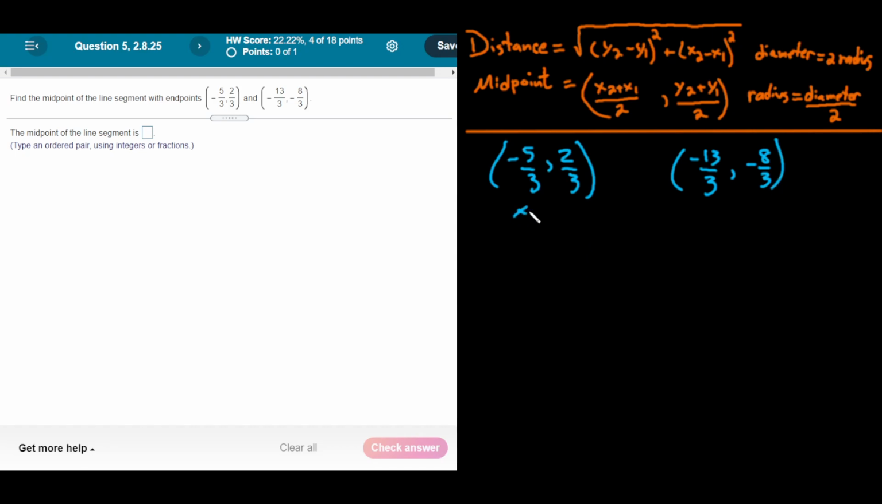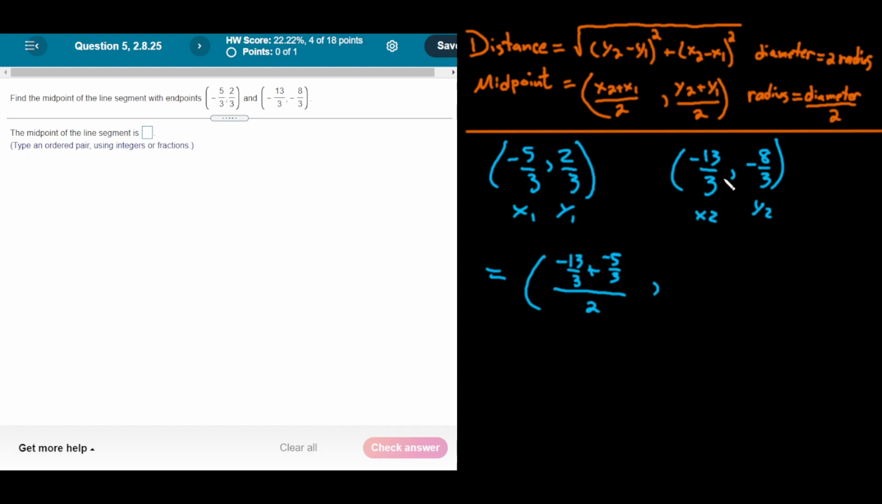Okay, so X and Y, label them up. Okay, so the midpoint formula is equal to, you're going to add the X's. So this is negative 13 over 3 plus negative 5 over 3, and all of that is over 2. I know it looks ridiculous, but bear with me.